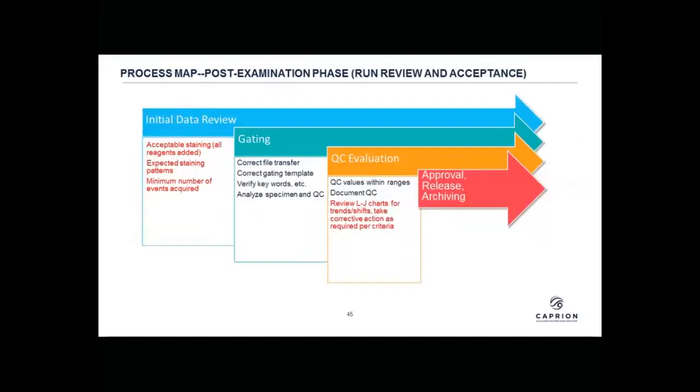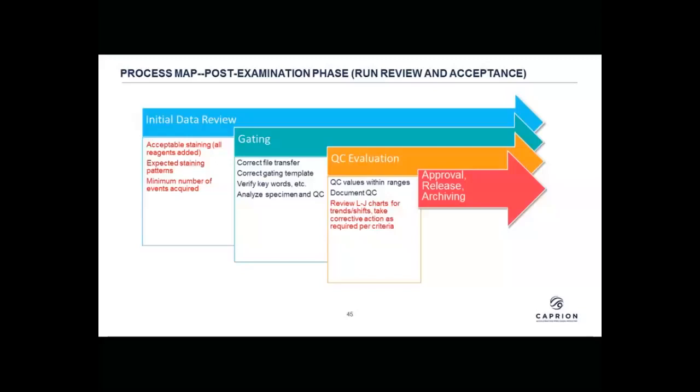If we have a minimum number of events we need to acquire, like we do with an MRD assay, we need to make sure that we have acquired the minimum number of events. And then we're going to go to the gating phase. We will look at did the files move to the correct location, all the appropriate keywords and everything imported. Are we using the correct gating template? When we've verified all that, then we can go ahead and gate the specimens and the QCs.